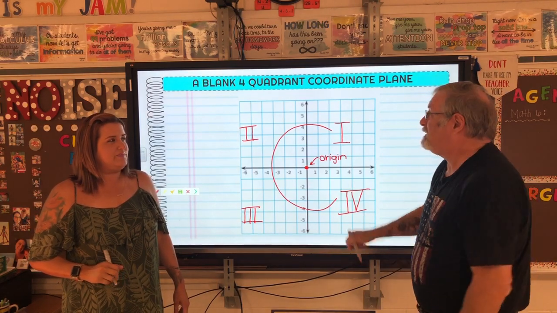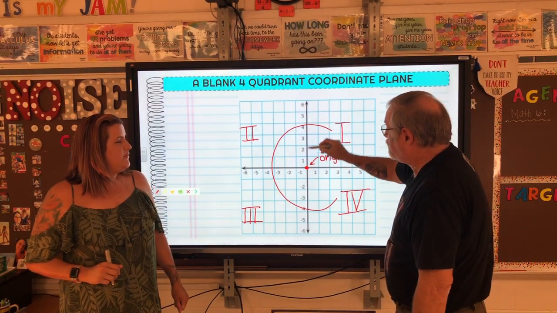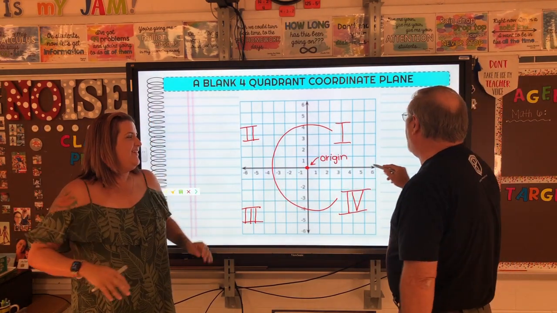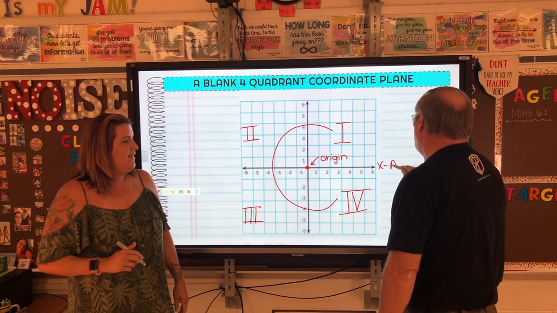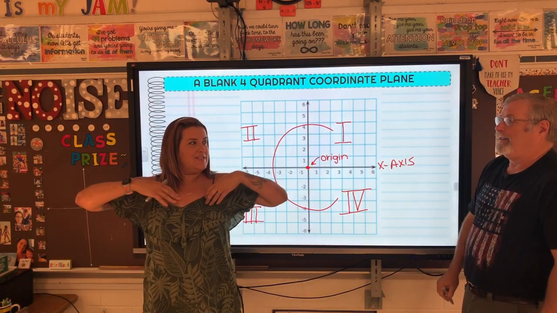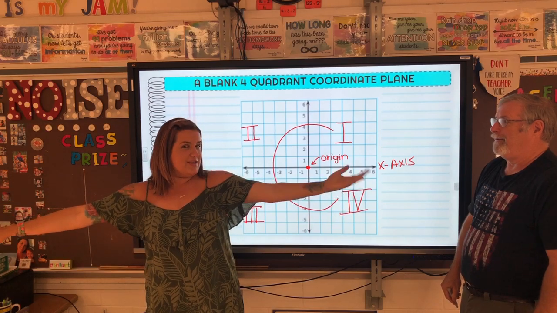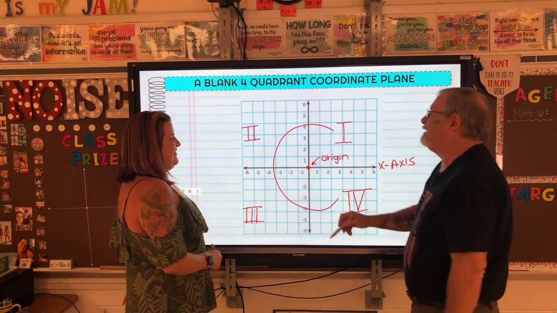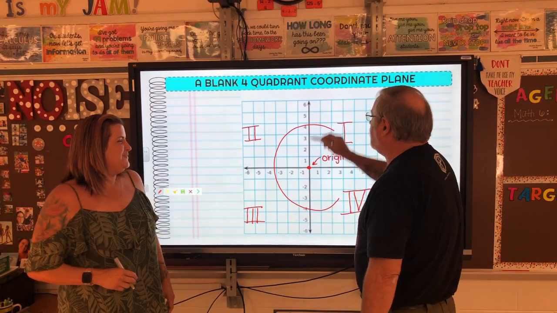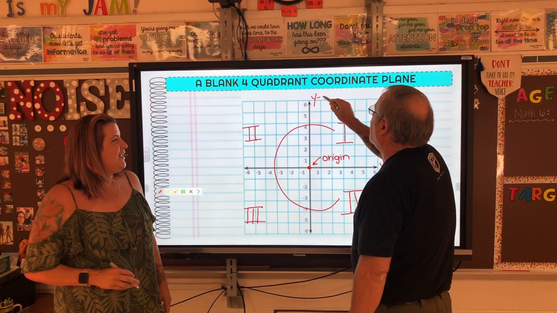Now, notice the coordinate plane is made up of 2 axes, right? First we have the x-axis. And think about the letter X. It's kind of like short and fat this way, so X goes side to side, or horizontally, like looking at the horizon. And then, of course, this way, this is the y-axis.